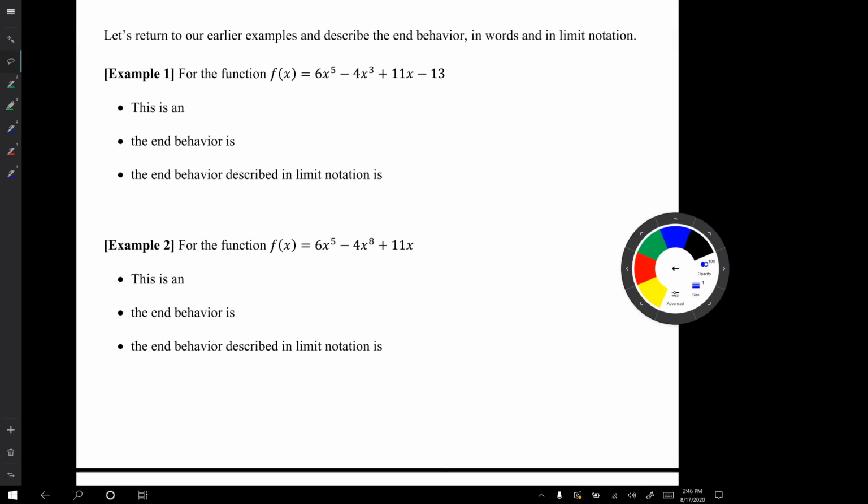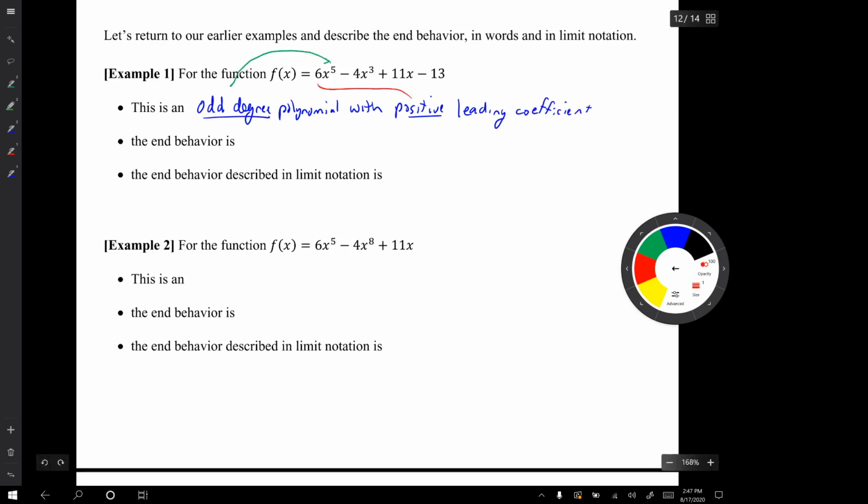Let's return to our earlier examples and describe the end behavior in words and limit notation. For example 1, for the function f of x equals 6x to the 5th minus 4x cubed plus 11x minus 13, notice that it's an odd degree polynomial with positive leading coefficient. So the degree is 5, so it's an odd degree, and the leading coefficient is the number 6, so it's positive. So the end behavior is, well, let's go up and look.